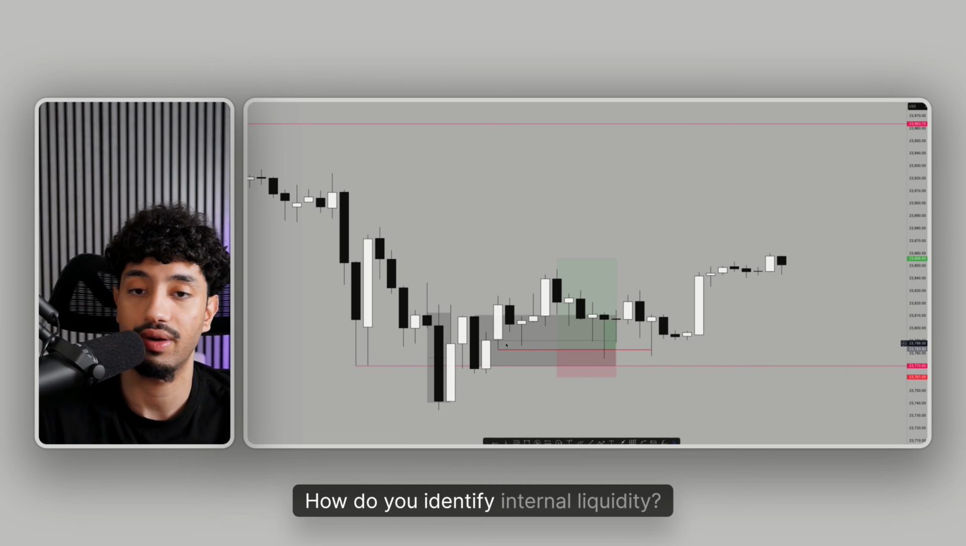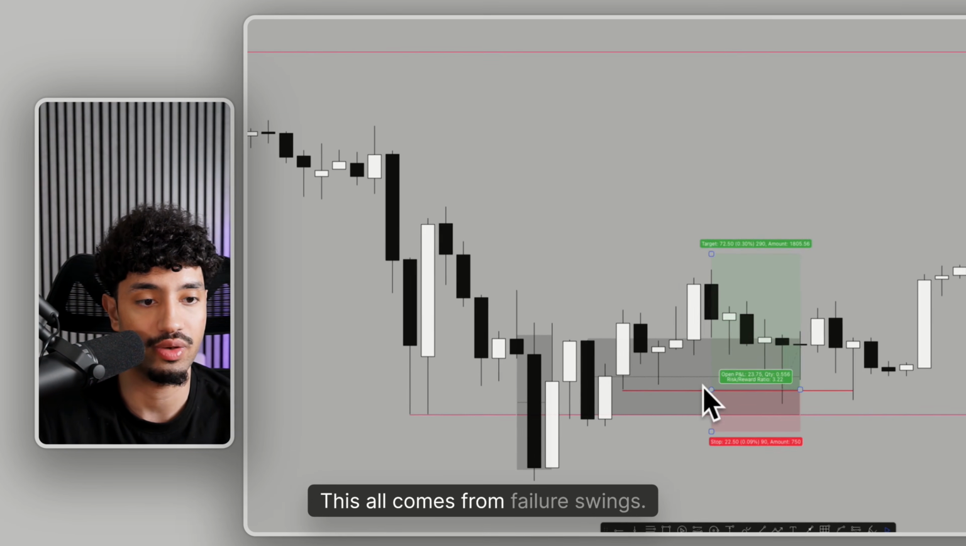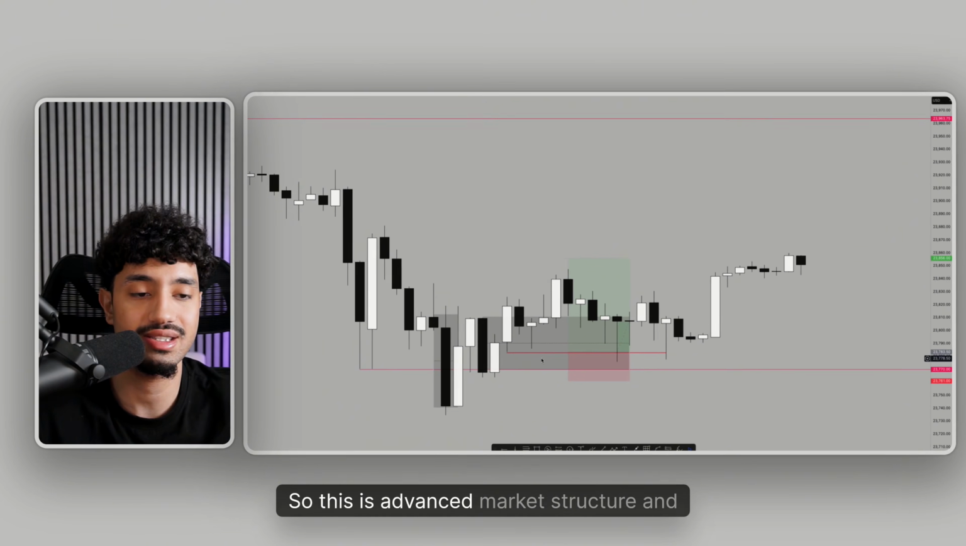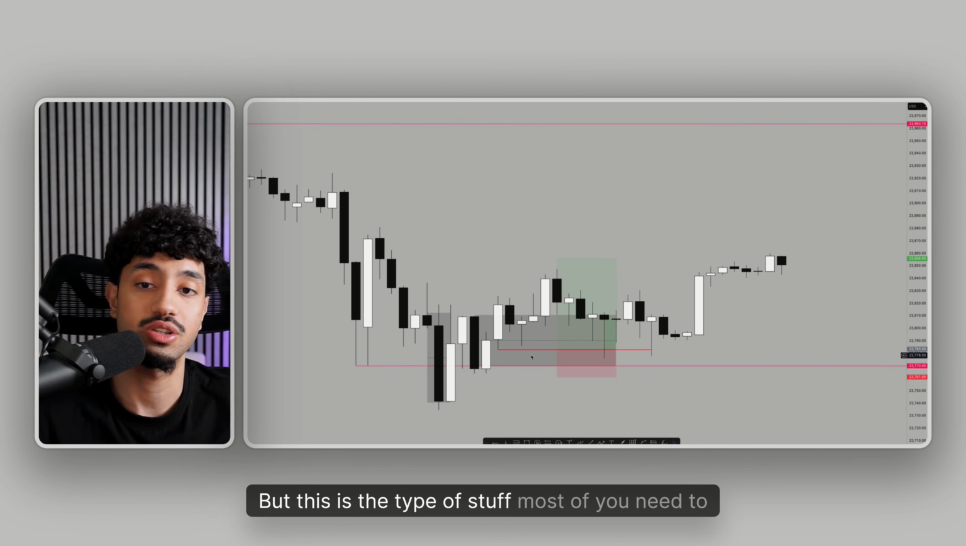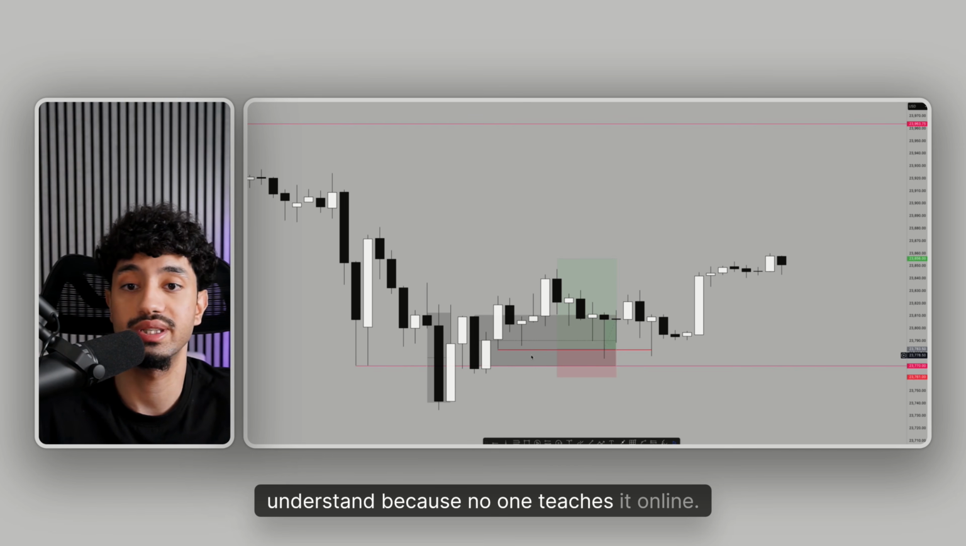How do you identify internal liquidity? This all comes from failure swings. So this is advanced market structure and understanding how the market is actually moving. But this is the type of stuff most of you need to understand because no one teaches it online.